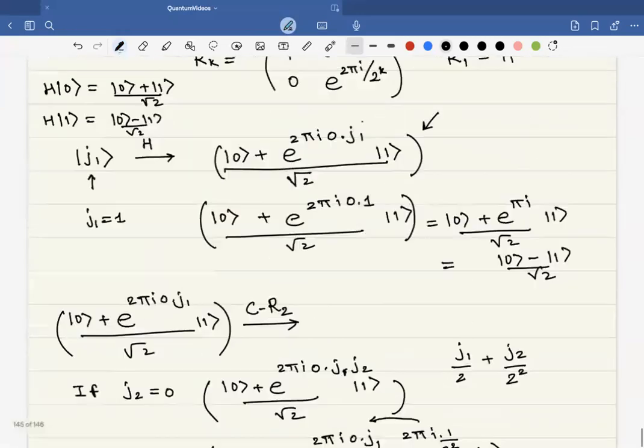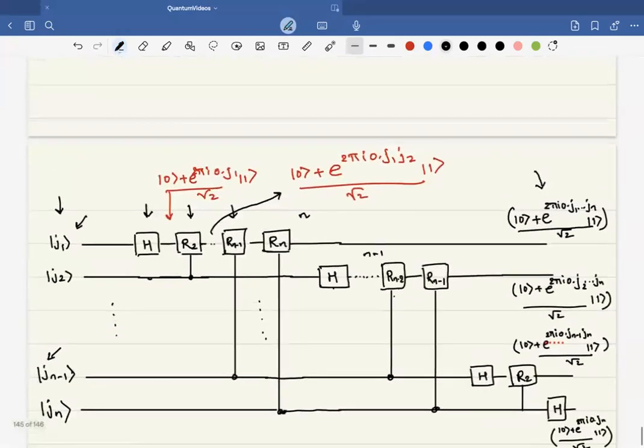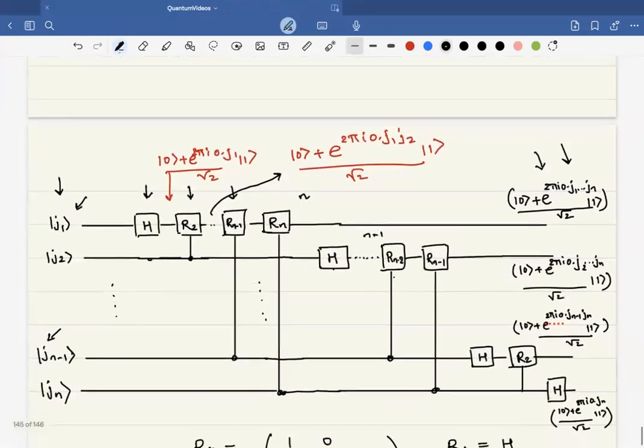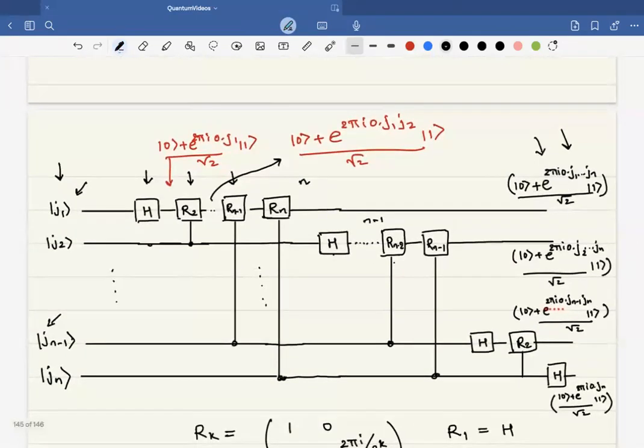And so on. So if I look at the top wire, therefore, at the end of all the applications of these control Rk gates, you will get this output. And then the remaining wires, the second wire and the third wire, can be explained similarly, right? Now, the only problem is, as I mentioned, that the output is coming in the reverse order. So we can apply roughly n over 2 swap gates.